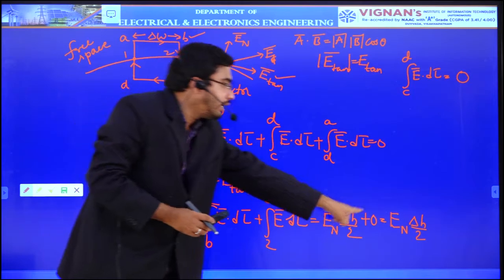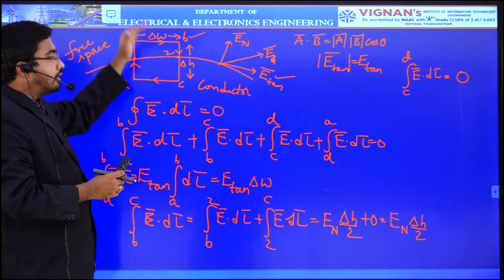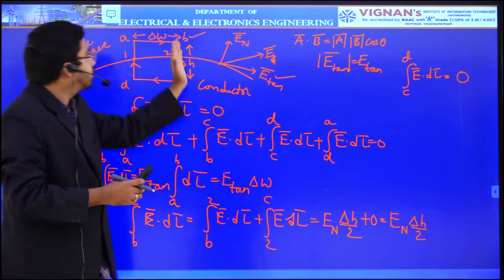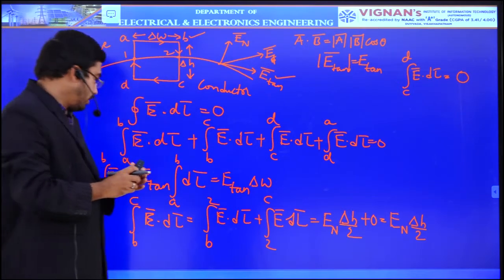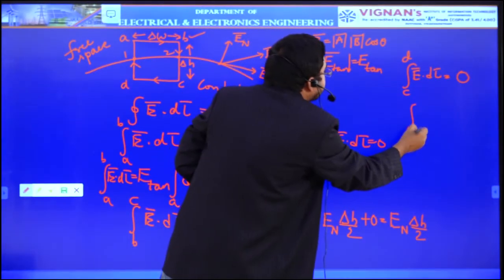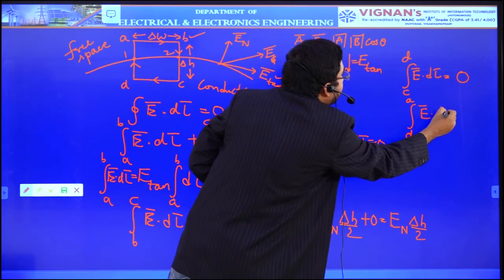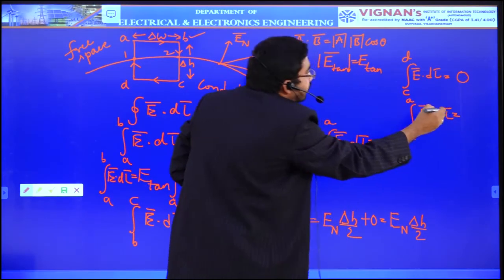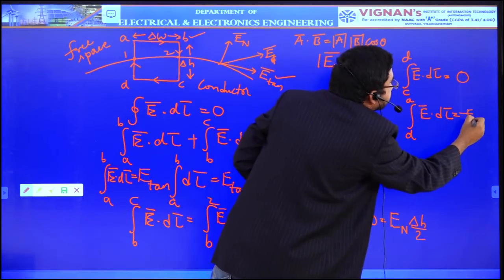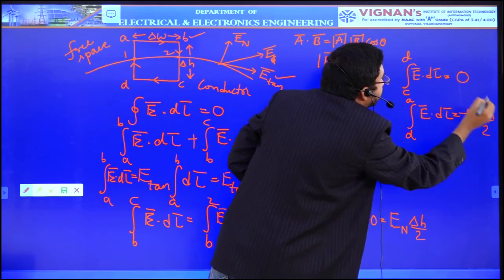That is En delta H by 2. From D to A, what can we find? Simply, we can keep a minus sign because both are of the same magnitudes. So the integral from D to A of E bar dot dl bar is equal to minus En delta H by 2.